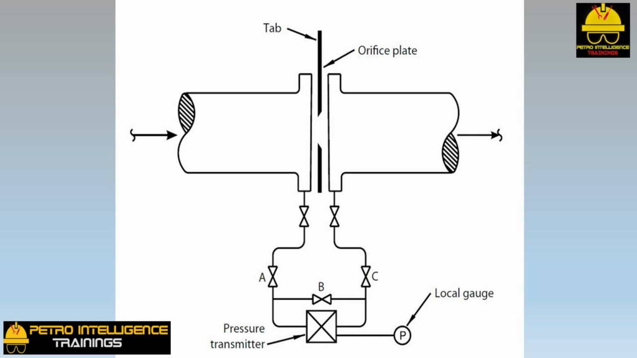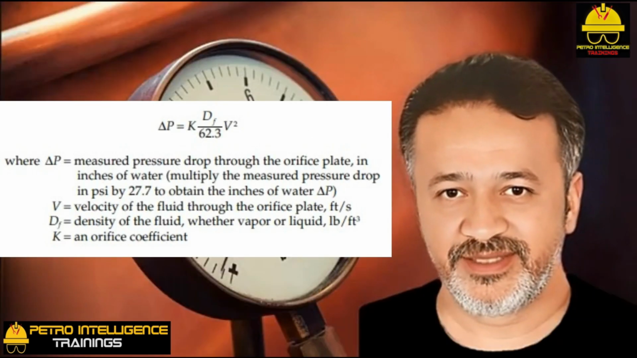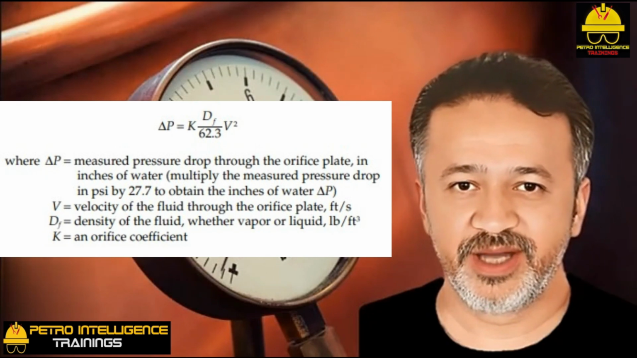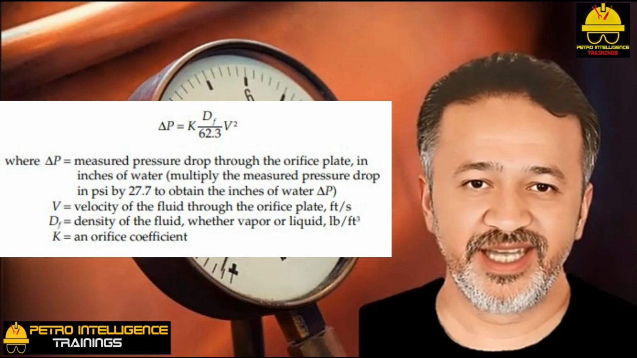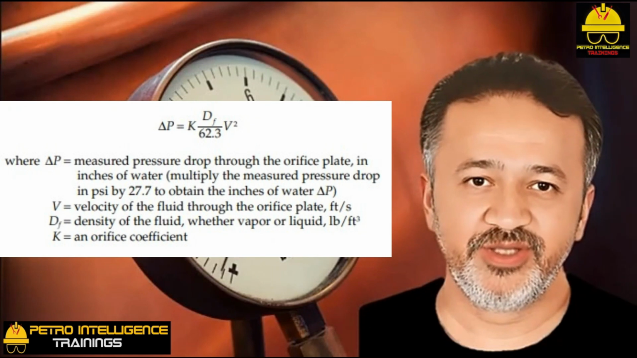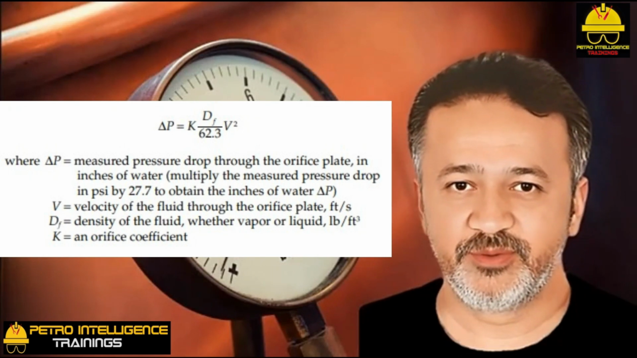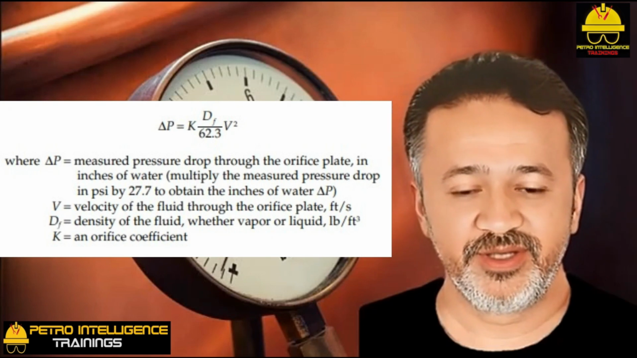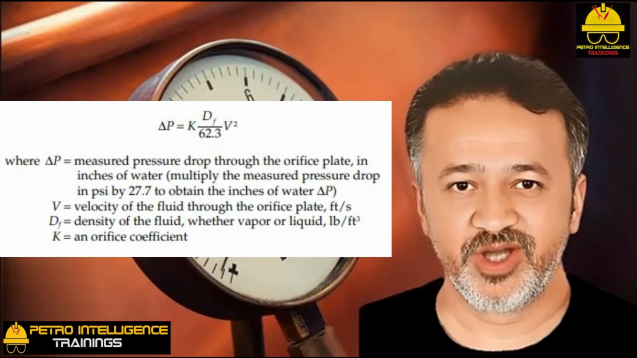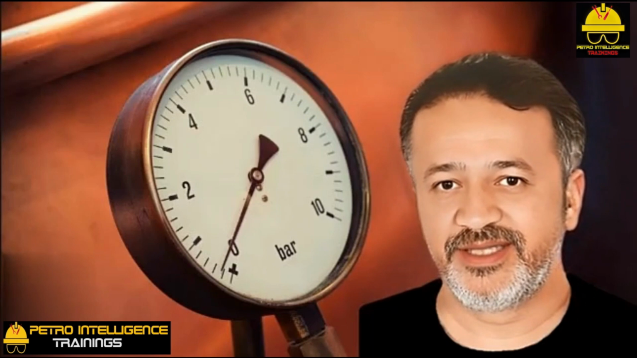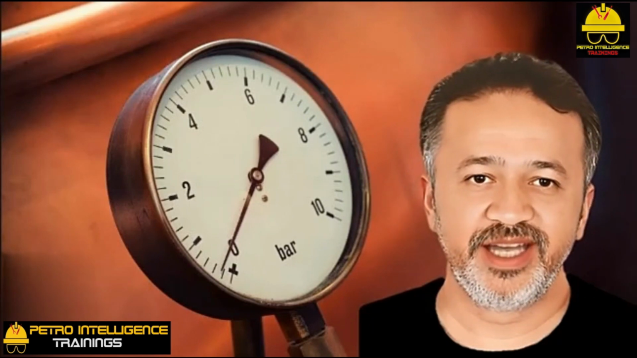The energy to provide the increased velocity comes from the pressure of the flowing fluid in accordance with this equation. Delta P equals K dF over 62.3 times V squared. Where delta P equals measured pressure drop through the orifice plate, in inches of water; multiply the measured pressure drop in psi by 27.7 to obtain the inches of water delta P. V equals velocity of the fluid through the orifice plate in feet per second, dF equals density of the fluid, whether vapor or liquid, in pounds per cubic foot, K equals an orifice coefficient. You should look up the orifice coefficient K in your Cameron or Crane handbook, but it is typically a number like 0.6 to 0.8.